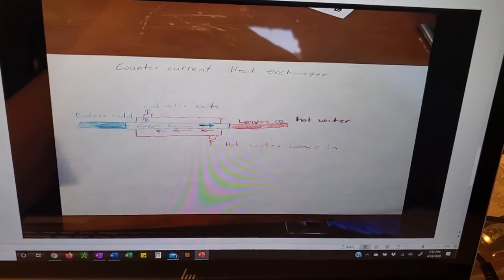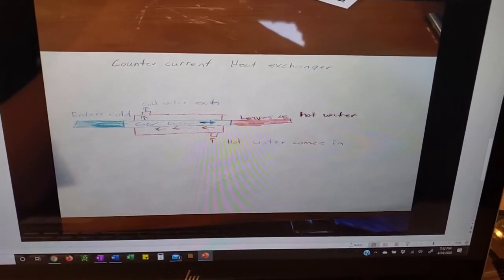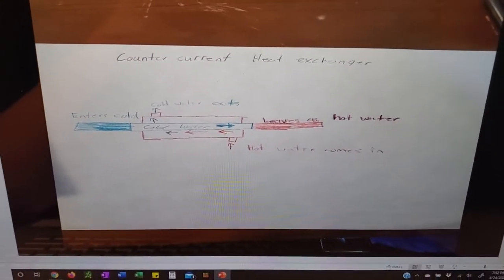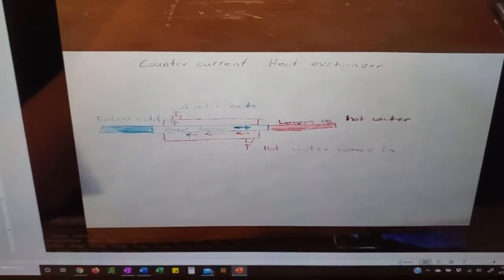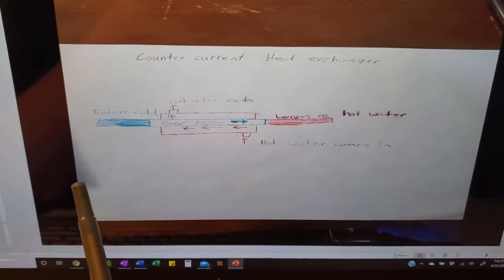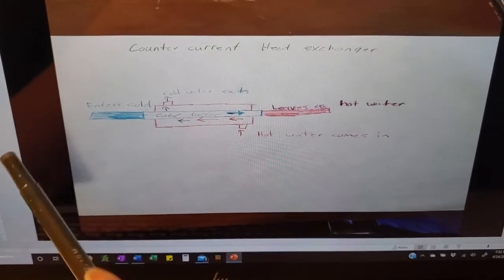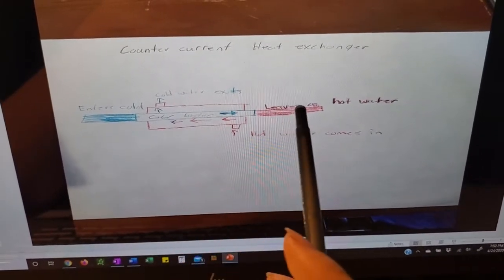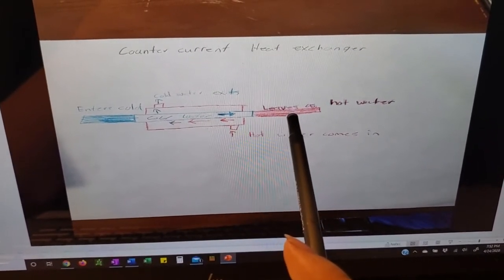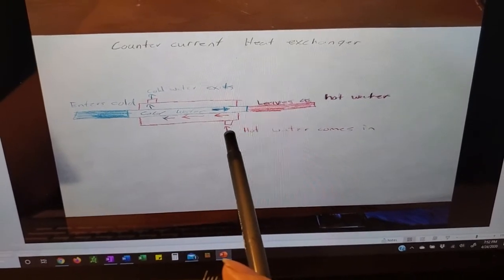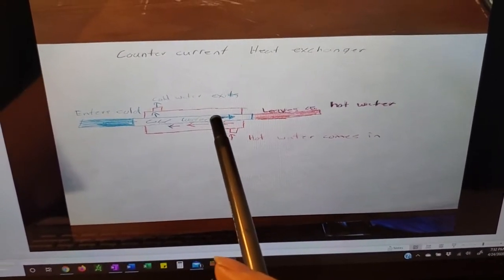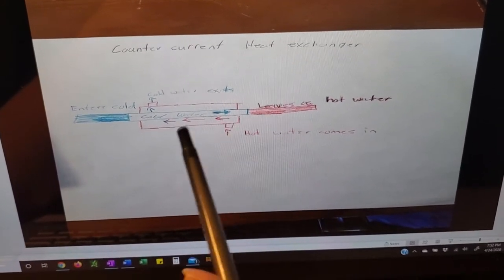For this one, I lost the picture for it, so I'll have to go off the computer screen. So pretty much what's happening here is there is cold water. This is a heat exchanger that's working with countercurrent. So you have cold water that's flowing from left to right, and then the hot water is being filled in a tube that surrounds the cold water tube, and it's going from right to left.